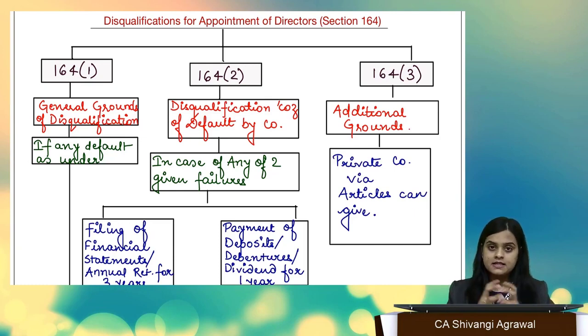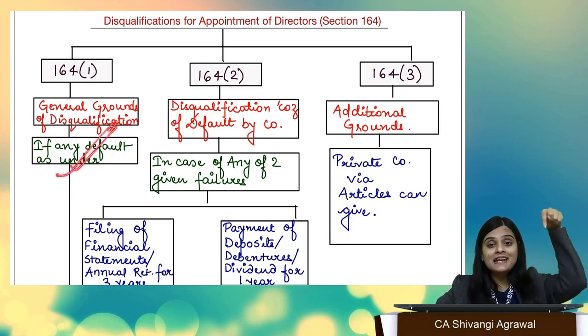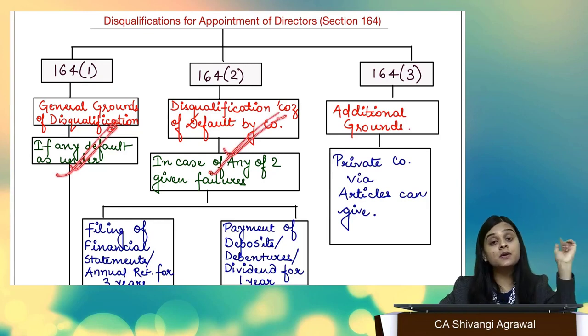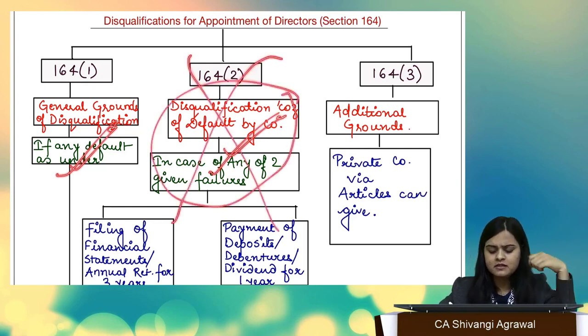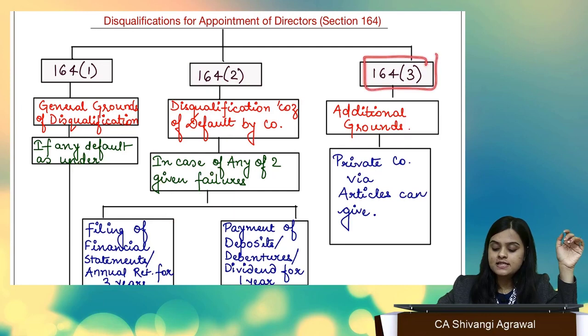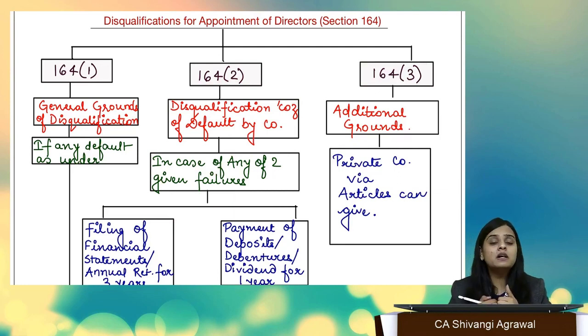Section 164(2) also talks about 2 grounds of disqualification, but these disqualifications are attracted to the individual because the company in which they are holding directorship has done some default. These disqualifications are attracted to a director. If you are not a director of any company, there is no point of this particular subsection. And section 164(3) talks about additional grounds of disqualification. That is, a private company has been given the power to provide additional grounds of disqualification also. Let's read them one by one.